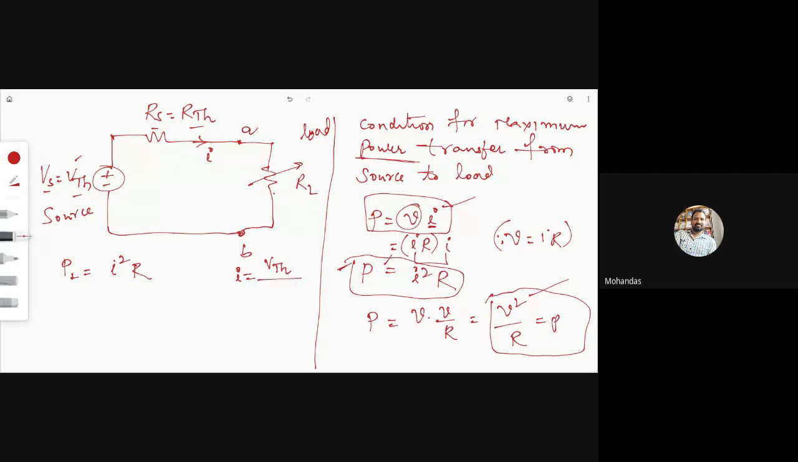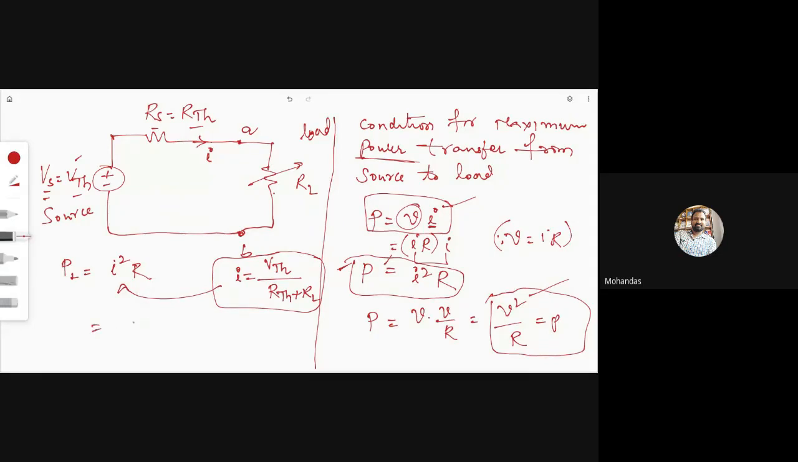V Thevenin by, both are the same. We say Vs equal to V Thevenin. V Thevenin by, these two resistors are connected in series, so you can write R Thevenin plus RL. So this is the current. Let us substitute this current in this equation.